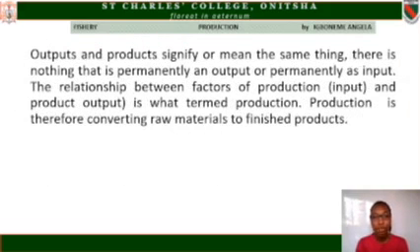Outputs and products signify or mean the same thing. There is nothing that is permanently an output or permanently an input. The relationship between factors of production, that is input, and product output is what is termed production. Production is therefore converting raw materials into finished products.